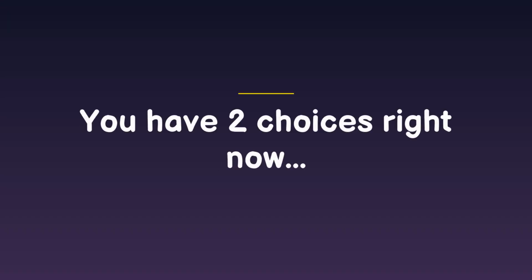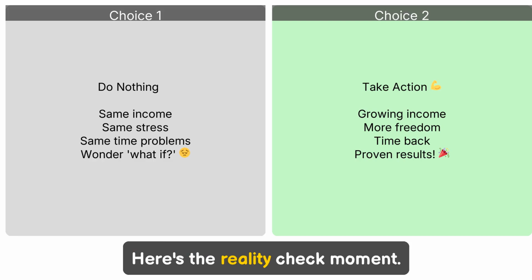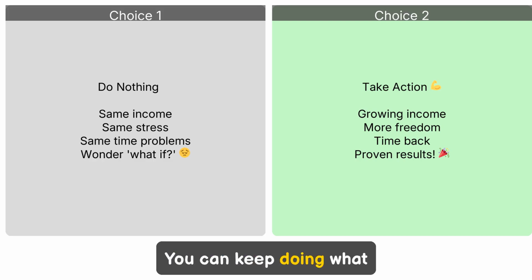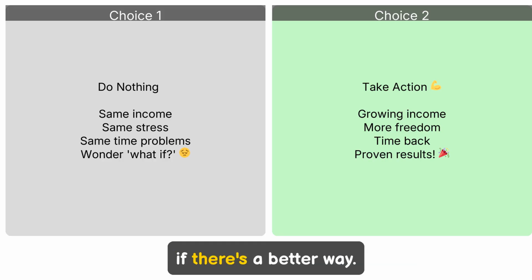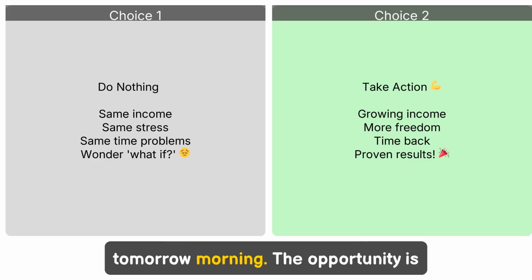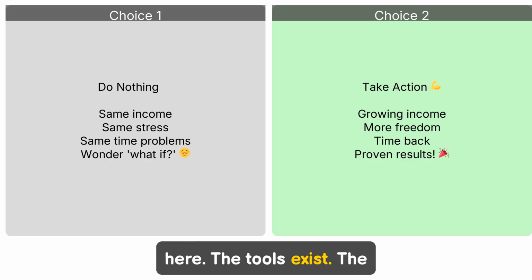You have 2 choices right now. Here's the reality check moment. You can keep doing what you're doing, working hard, trading time for money, wondering if there's a better way. Or you can take 2 hours today to set up an AI system that could be making you money by tomorrow morning. The opportunity is here. The tools exist. The only question is, will you take action?